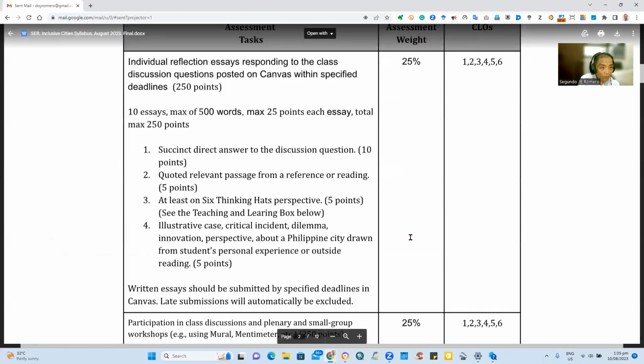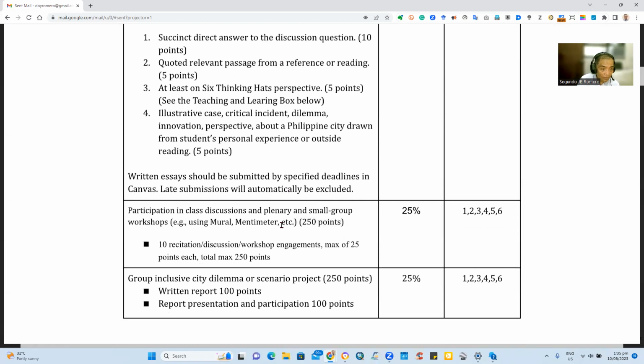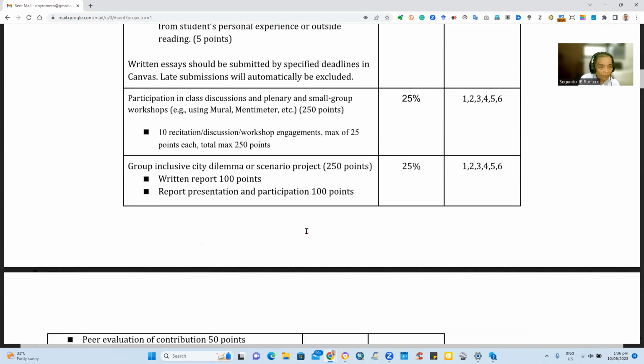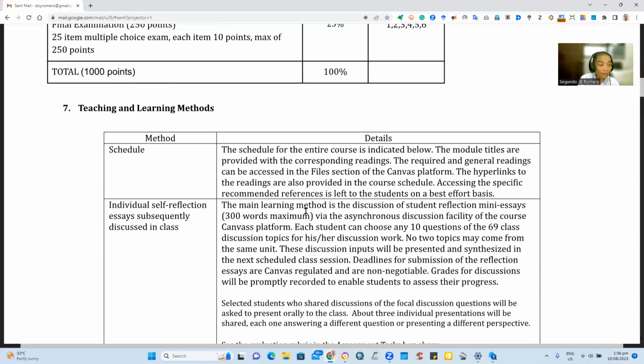So what are our assessment items? We have an individual reflection essay, 10 of them, participation in class discussions. There will be observable points, maybe 10 for each student. There will be a group project, and then there will be a final examination of 25 multiple choice items. Now, that final examination will fall on an online session. Okay, so let's go to our teaching and learning methods.